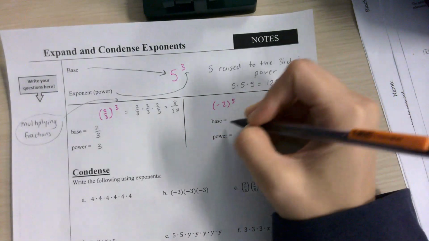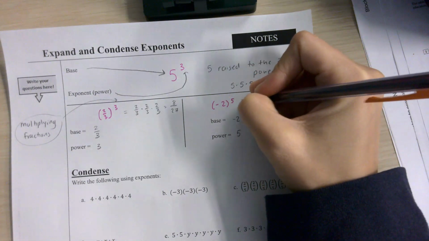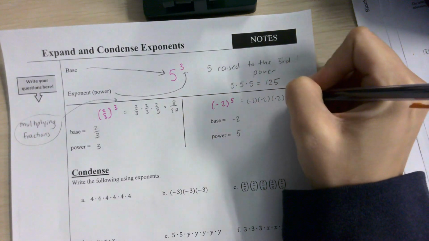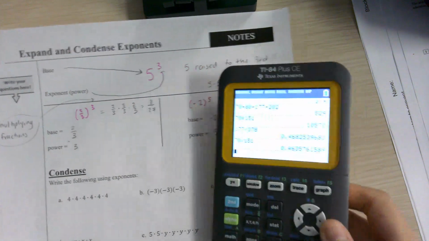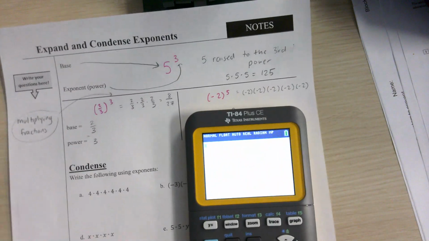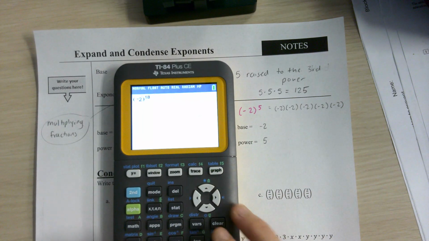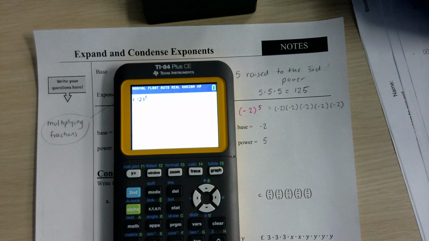And then over here, our base would be -2, our power would be 5. And this one, you have to be a little more careful with the negative signs. So we have -2 times -2 times -2 times -2 times -2. So when you're putting it in your calculator, you need the parentheses, okay? You need to do parentheses -2 to the power of 5. Oh, the exposure is a bit weird. And I'll give you -32.